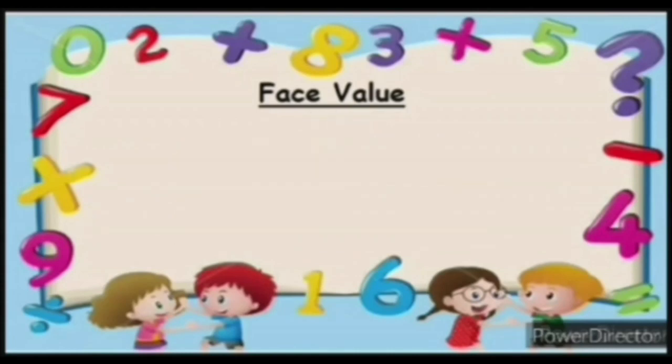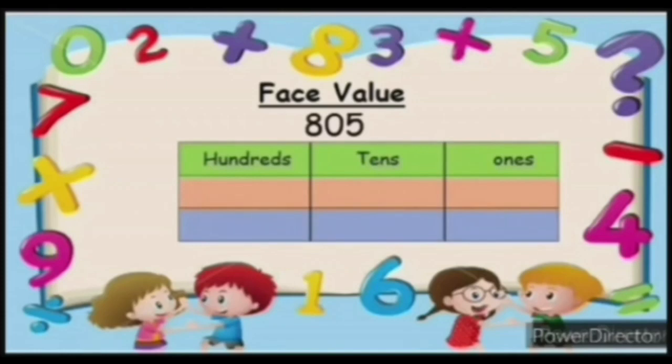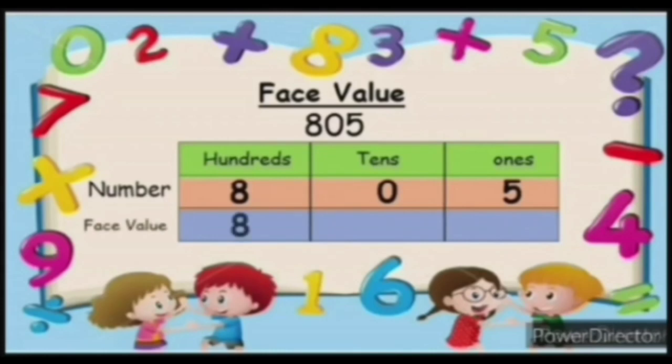Now let's solve one more example. Look at the number 805. Let's place each number in its respective column. Number 8 goes in the hundreds column, 0 goes in the tens column and 5 goes in the ones column. So the face value of digit 8 is 8 itself. The face value of digit 0 is 0 itself. And the face value of digit 5 is 5 itself.